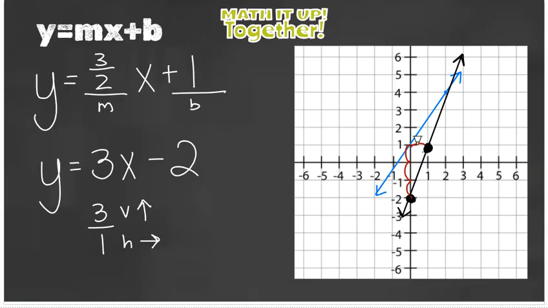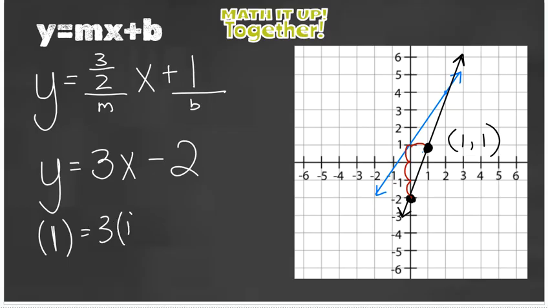All right, so let's take this point just to check. This point is 1 for my x and 1 for my y. And we're going to see very easily that that is a solution to our problem here. So 1 is going to go here, 1 is going to go here, and 3 times 1 is 3. 3 minus 2 is 1, and does 1 equal 1? It sure does. That means that that is indeed a solution for our equation.